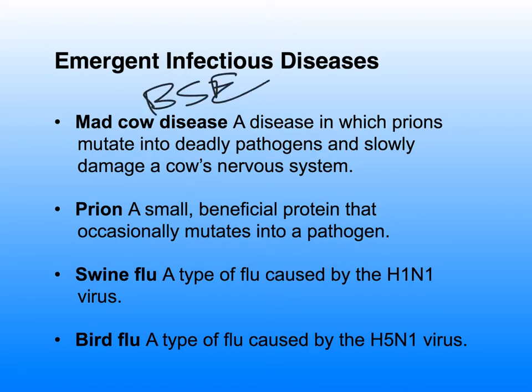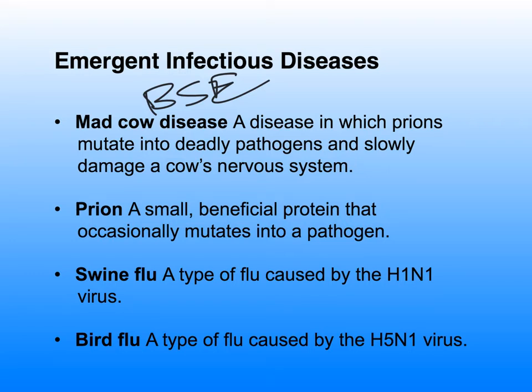Bovine spongiform encephalopathy. I believe that's what it is, something like that. Okay, prions, which are really, really small and really hard to treat. In fact, we don't really know exactly how to treat them yet. So these will mutate into deadly pathogens, slowly damaging the cow's nervous system, the brain, right? So they act really weird.